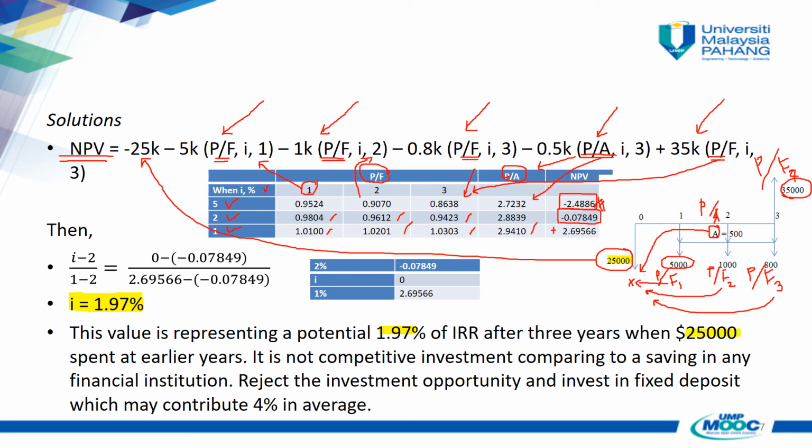Of course, it is not a competitive investment compared to any saving in a financial institution. For example, if we save in their fixed deposit, easily we can get 4%. So there's no need to invest in this project. They can give you just 1.97. Better you save your money in the bank if this opportunity appears to you. Reject it.